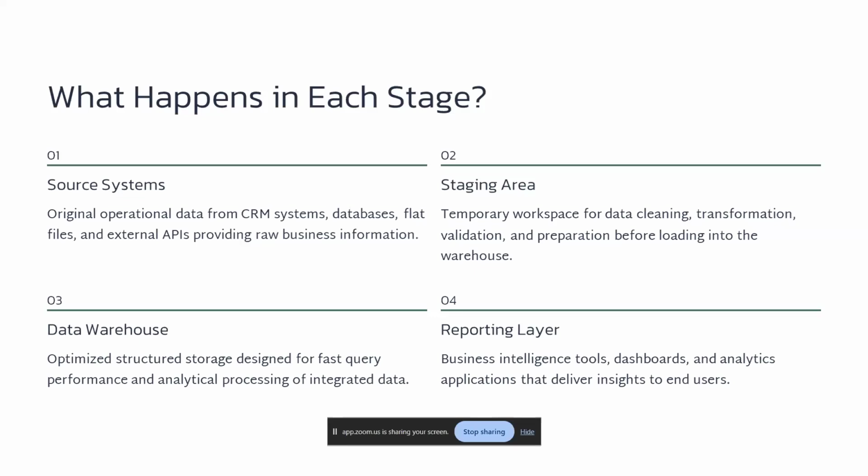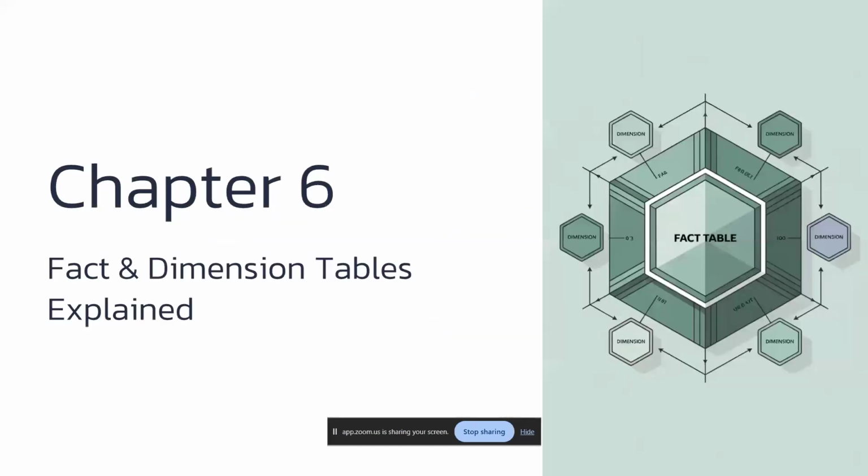So what happens in each stage? As we just discussed, we will have a lot of sources. In the staging area, the data goes through cleansing and transformation, and then comes the data warehouse, our optimized storage layer. As I said before, there are some facts and dimensions I'm going to explain. The reporting layer means Power BI is involved here. Now the facts and dimensions.